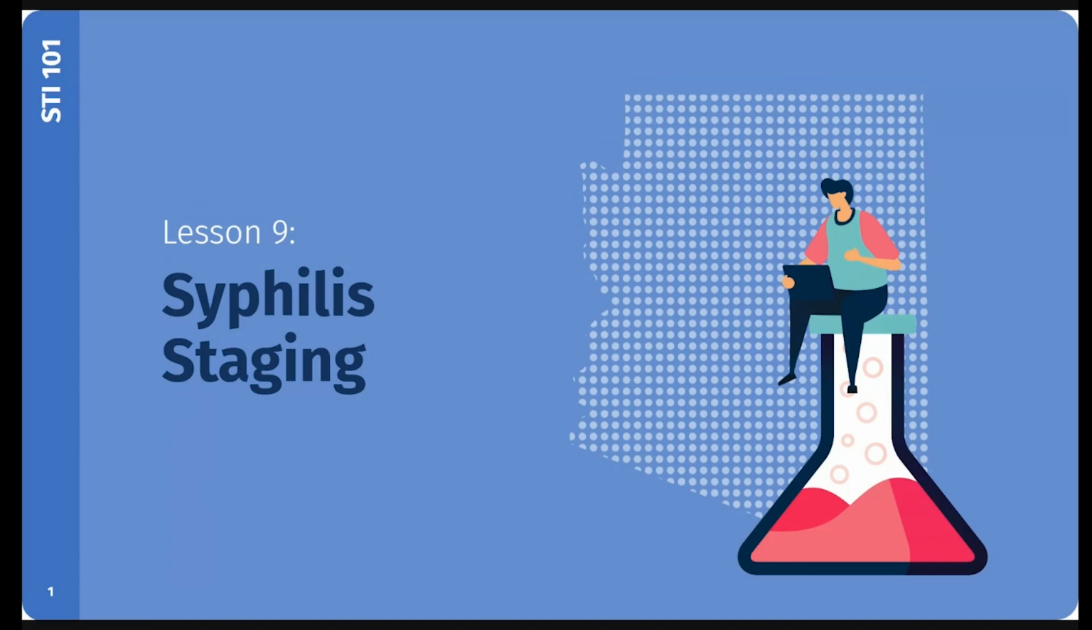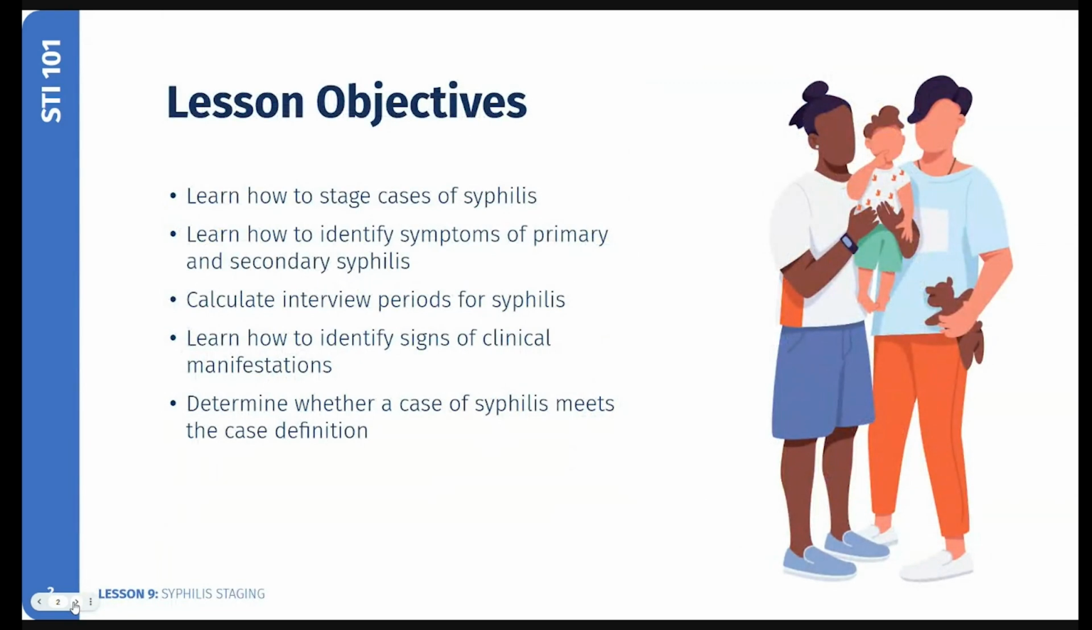Now that we have learned about testing, we will discuss syphilis staging. In this lesson, you will learn how to stage cases of syphilis using our surveillance case definition. You will be able to identify symptoms of primary and secondary syphilis. You will be able to use staging to calculate interview periods for primary and secondary syphilis.